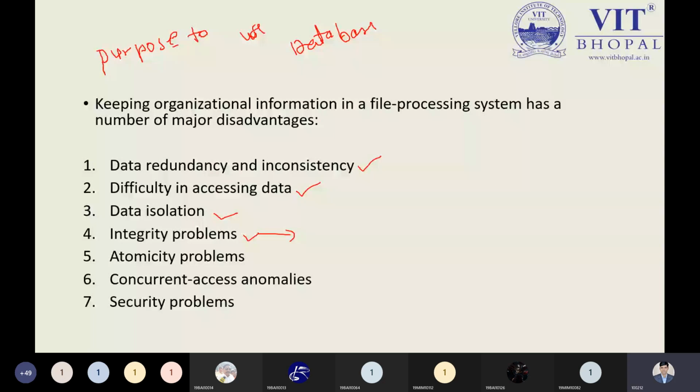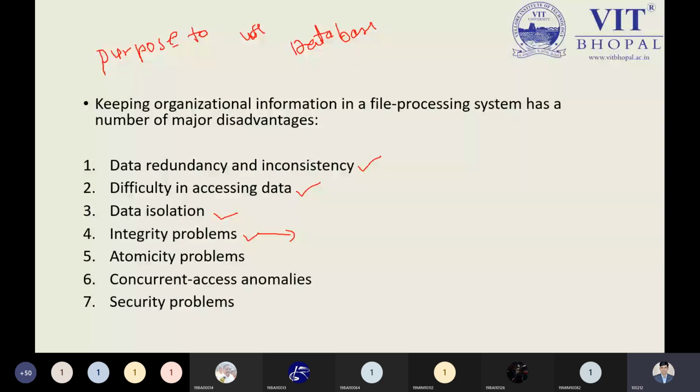Suppose your account balance must be 5,000, and you have 4,000. Then after 2 or 3 days, you get a message from the bank that your account is going below 5,000 rupees. So this is the integrity problem. This is also maintained by the check validation condition, and that part we will see through the practical. So this is the integrity problem.